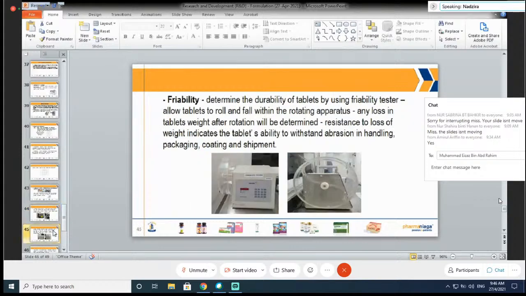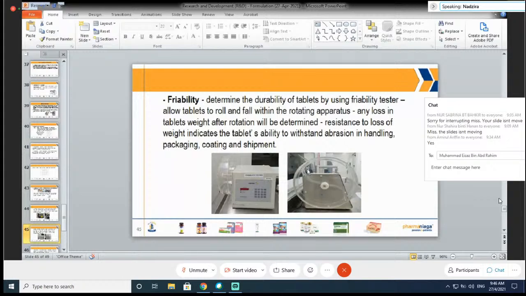So after determining the hardness, we'll also determine the friability. The friability is to determine the durability of the tablet by using a friability tester. Okay, this is a friability tester. So how do we do it? We weigh the amount of tablets, for example, 10 tablets. First we weigh the tablets. Then we remove the dust of the tablet.